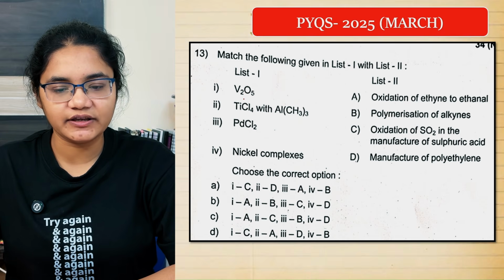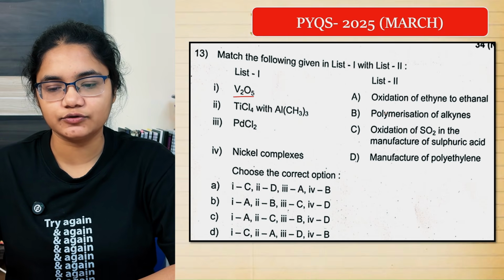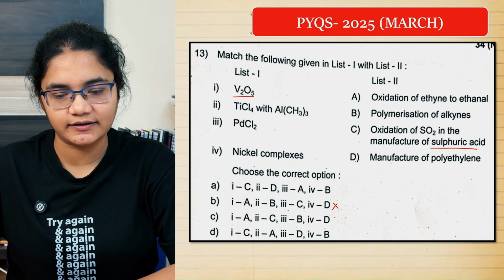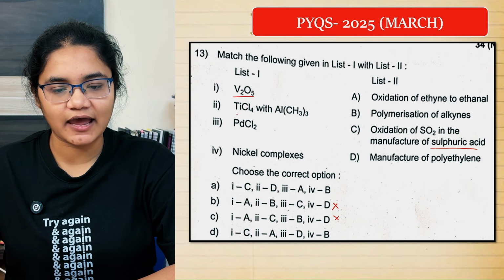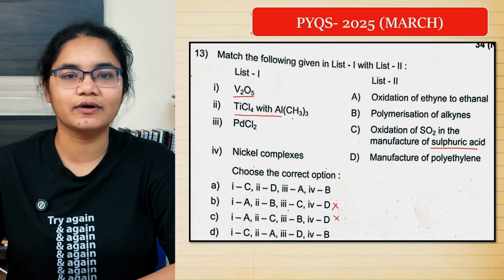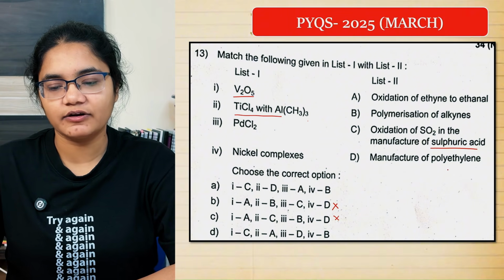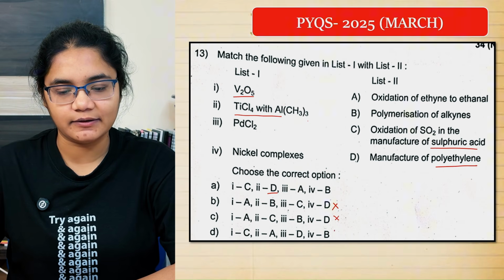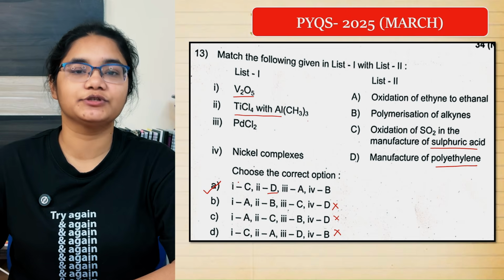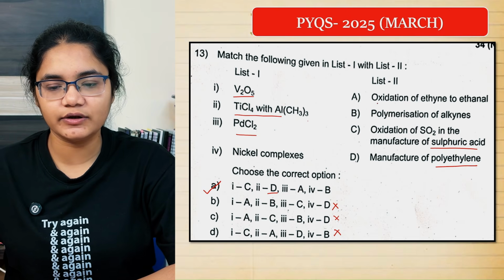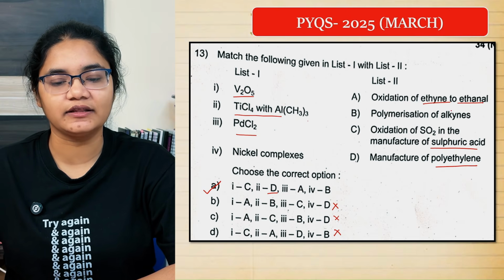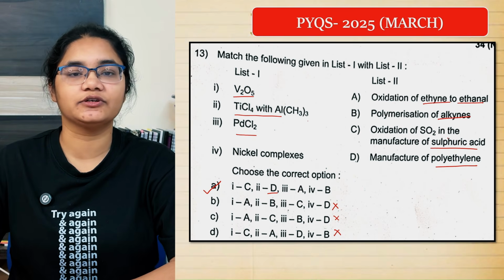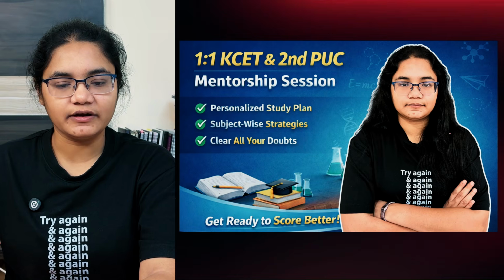If you see V2O5, it is used in the manufacture of sulfuric acid. So 1 has to be C, so I can eliminate these two options. Next we have TiCl4, a catalyst very commonly used for the manufacture of polyethylene. So 2 has to be D, so I can eliminate this option also. The correct answer is option A. PdCl2 is used for oxidation of ethyne to ethanol, and nickel complexes are used in the polymerization of alkynes.